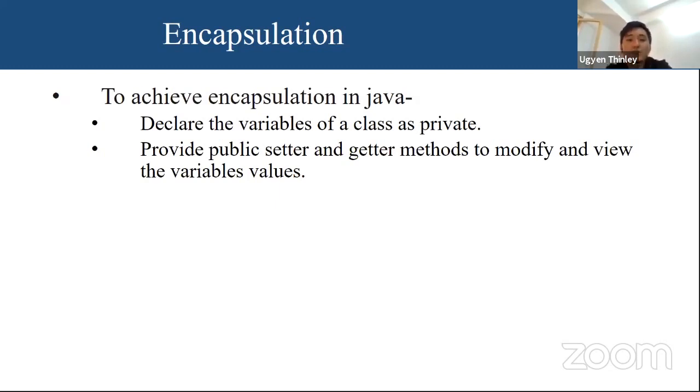Okay, so in order to get the variable that is private in a class, it can be accessed via a method, that is a setter and a getter method. So in order to get access to that private variable in a class, we can access it by a setter and a getter method.